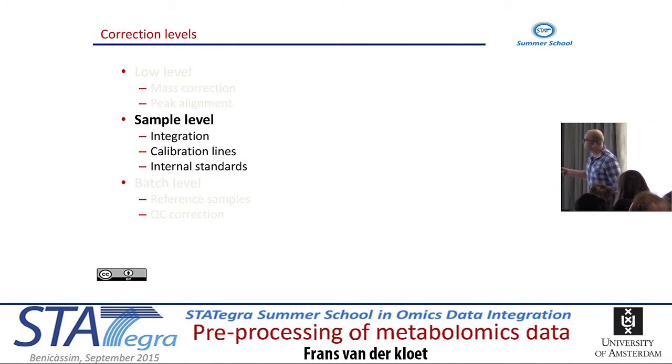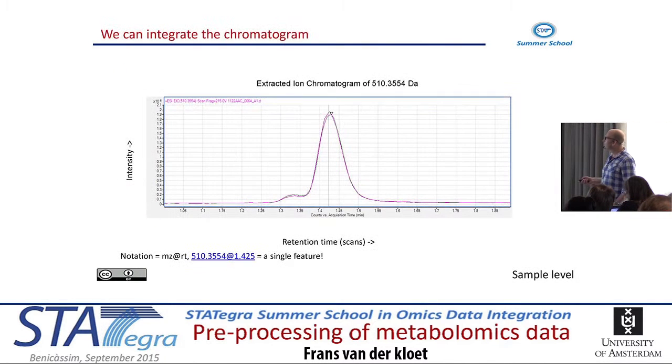Actually, it's not visible here, but there are 3 levels of correction. The first basic level is really the raw data level. I'm not going into that right now, because it is really mass spectrometer specific. So I will talk about the sample level correction, like integration, the things that we can see and visualize, calibration lines, and the use of internal standards.